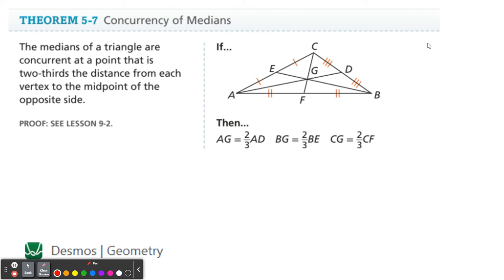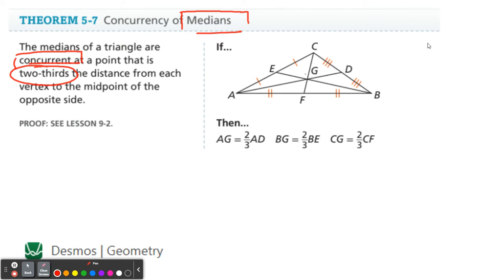Now, there is a concurrency of medians idea, just like there was concurrency of the angle bisectors and perpendicular bisectors. So the medians of a triangle are concurrent. And this point is going to be 2/3 the distance from the vertex to the midpoint of the opposite side. So if we look at this picture, we have three medians, AD, CF, BE. I know that because of the congruent markings, meaning that E, D, and F are midpoints.